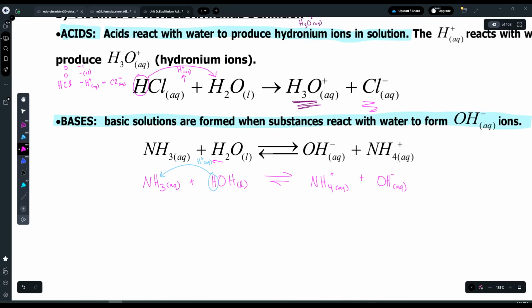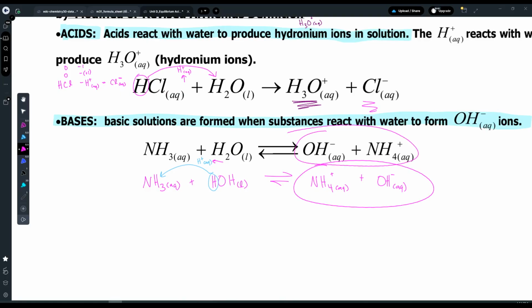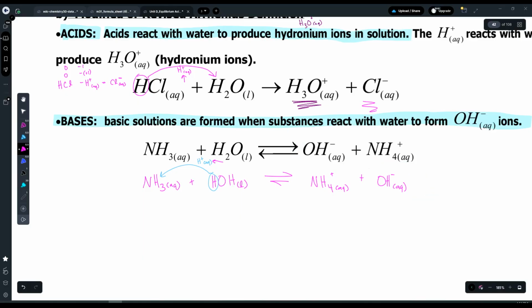Now, usually students ask me, does it matter which order I put my products in? So could I do it this way or this way? Yeah, you can do it either way with both acids or bases, so long as you are correctly predicting the right products, that's fine. Whether you put the ammonium ion first or the hydroxide ion first for your products, it doesn't really matter. What matters is that you're predicting the correct products.